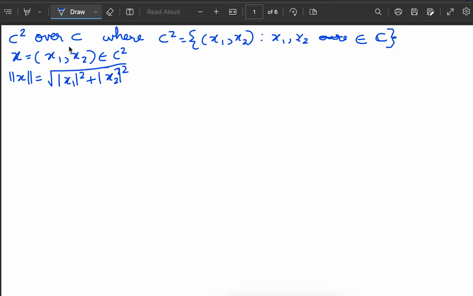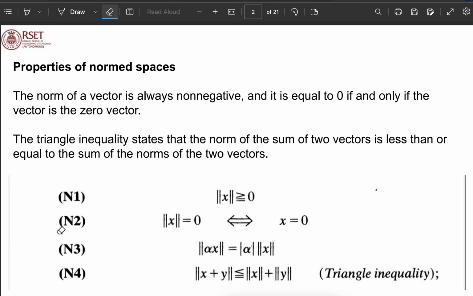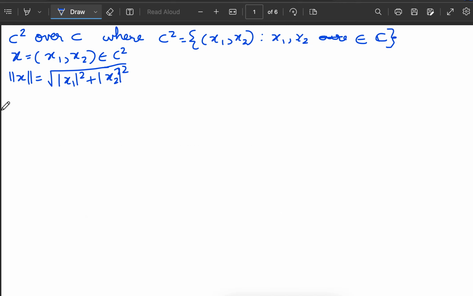Okay, so we need to show that this norm will satisfy all these four properties. First we need to show that norm x is greater than or equal to 0. Here it is understood that these are positive numbers, so these are always greater than or equal to 0. So the norm x will be greater than or equal to 0.